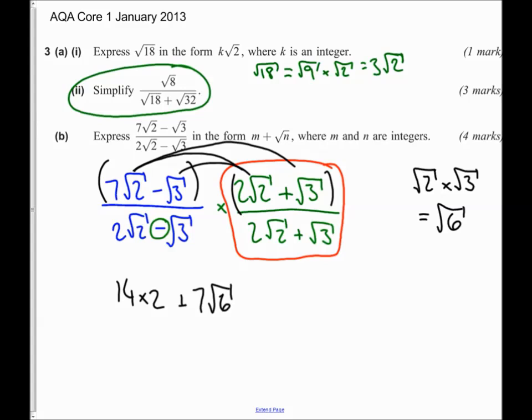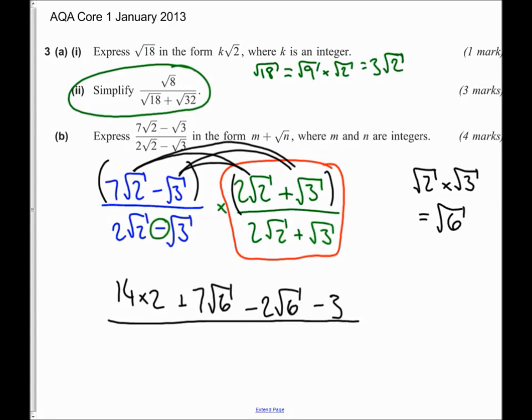And then I do the same for my minus root 3. Minus root 3 times 2 root 2 gives me minus 2 root 6. Minus root 3 times plus root 3. Well, my root 3 times my root 3 becomes 3. But my plus and a minus makes it a minus. I have that all over.